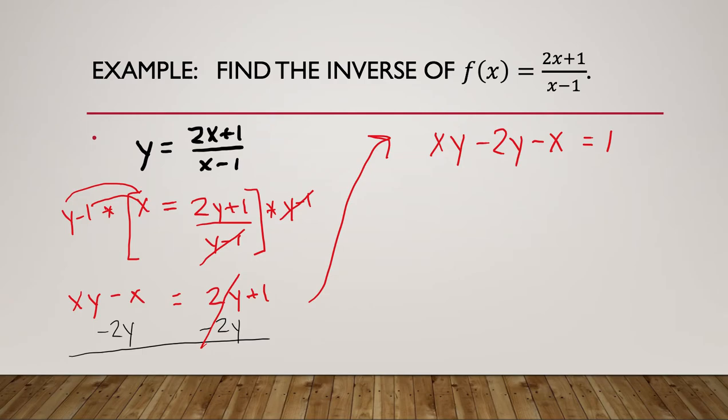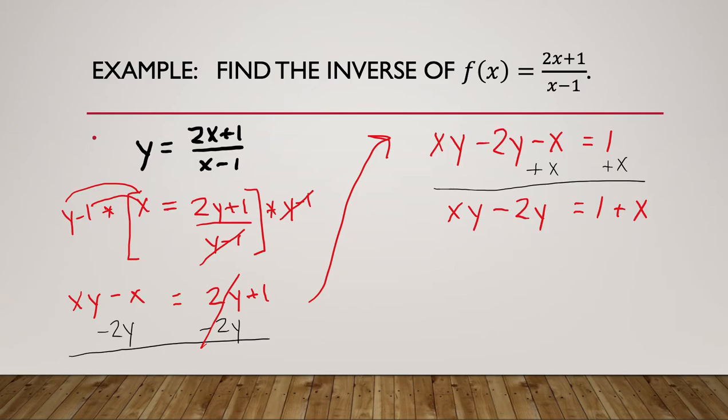All right, and again, remember what we're doing. We're trying to get the y's on one side and everything that doesn't have a y on the other. So the next thing I need to do is add the x to both sides of the expression. That is going to give me xy minus 2y is equal to 1 plus x. Okay, so that's kind of the second step. The first step is to get rid of the fraction. The second step is to separate things so that if it has a y, it's on one side. If it doesn't have a y, it's on the other.